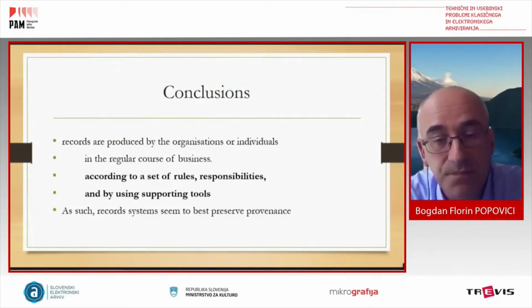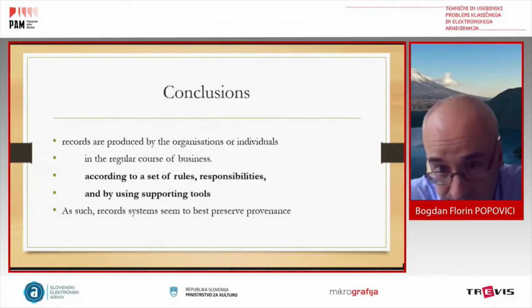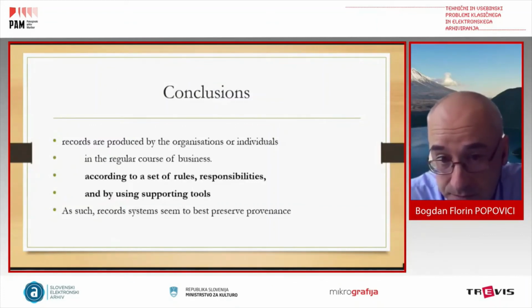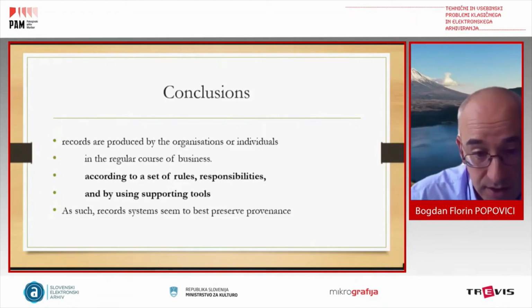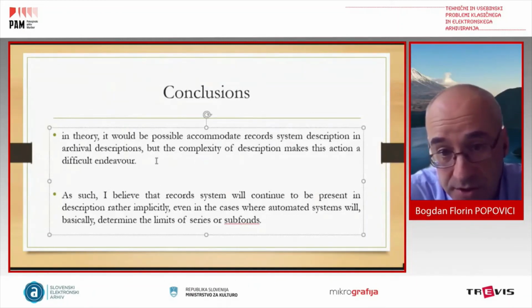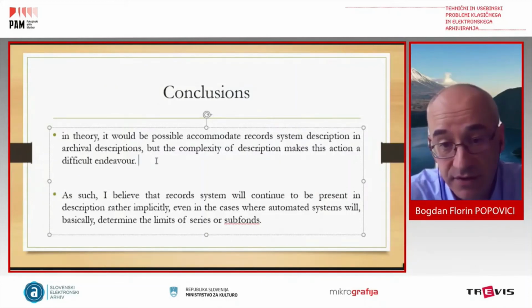So as conclusions, the records are produced by organizations or individuals in the regular course of business, as we all know, but also according to a set of rules and responsibilities, and by using supporting tools, which means record systems. As such, record systems seem to best preserve provenance because they are, besides the creator of records, the ones intimately related with the producing of records. In theory, it would be possible, as I said, to accommodate record system descriptions in archival descriptions, but the complexity of description makes this action a difficult endeavor.